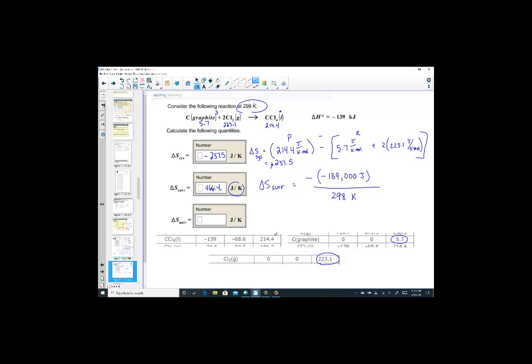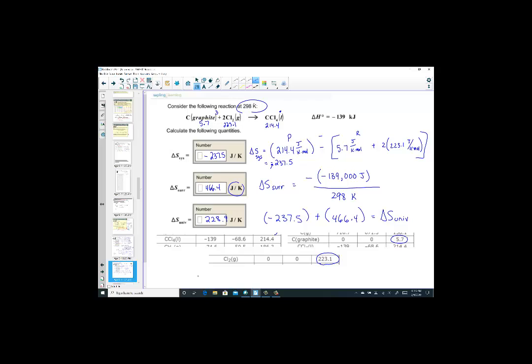The universe will be found by taking the system and adding it to the surroundings to find the universe. So it's the sum of system plus surroundings. And that came out to be 228.9.